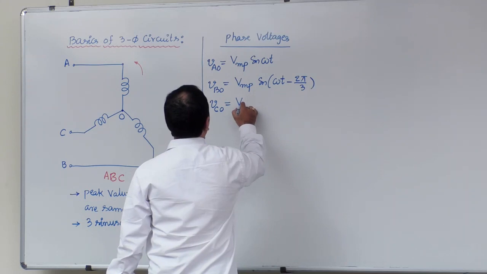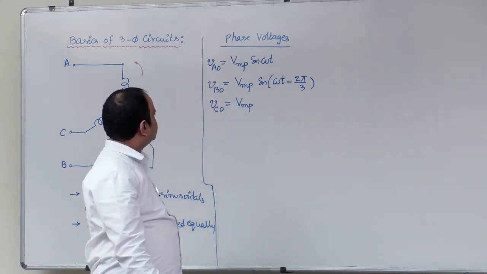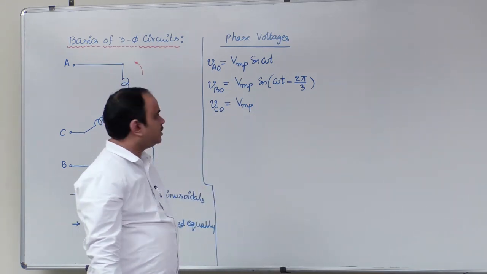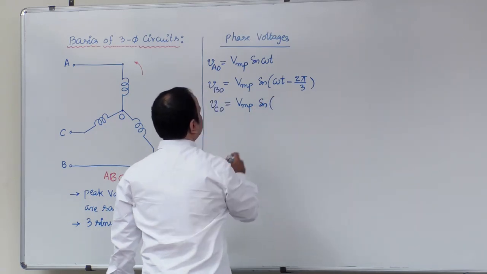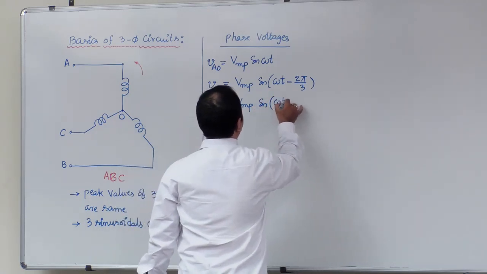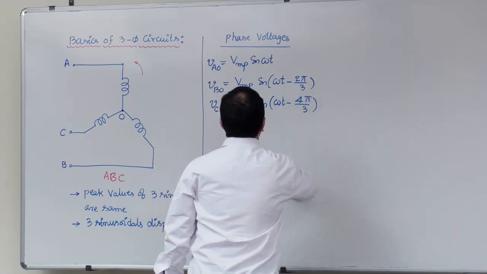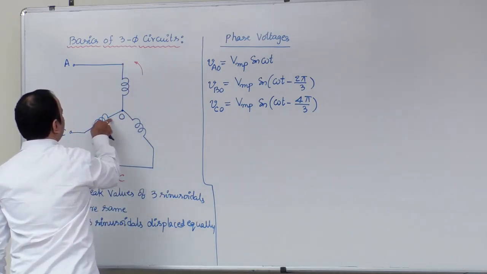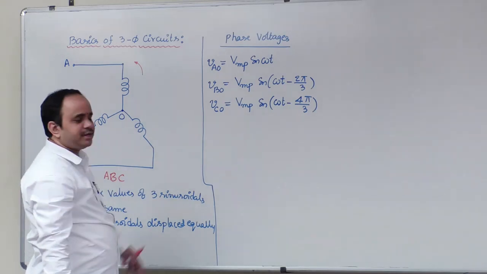VCO is equal to VMP sine of omega t minus 4 pi by 3. The CO phasor also has the same peak value as BO and AO. Now we can write this CO phasor in two ways. As I am representing with respect to phase A, CO lags AO by 240 degree or 4 pi by 3.